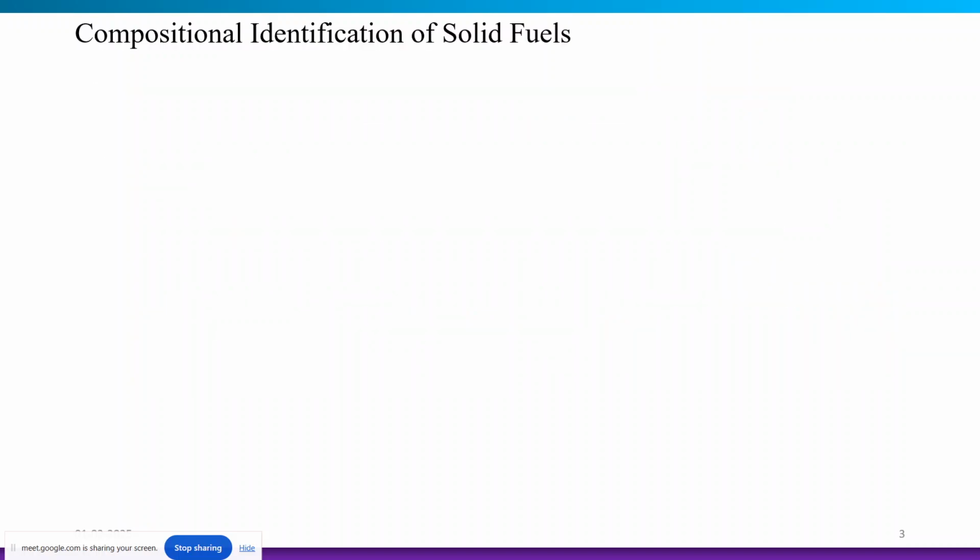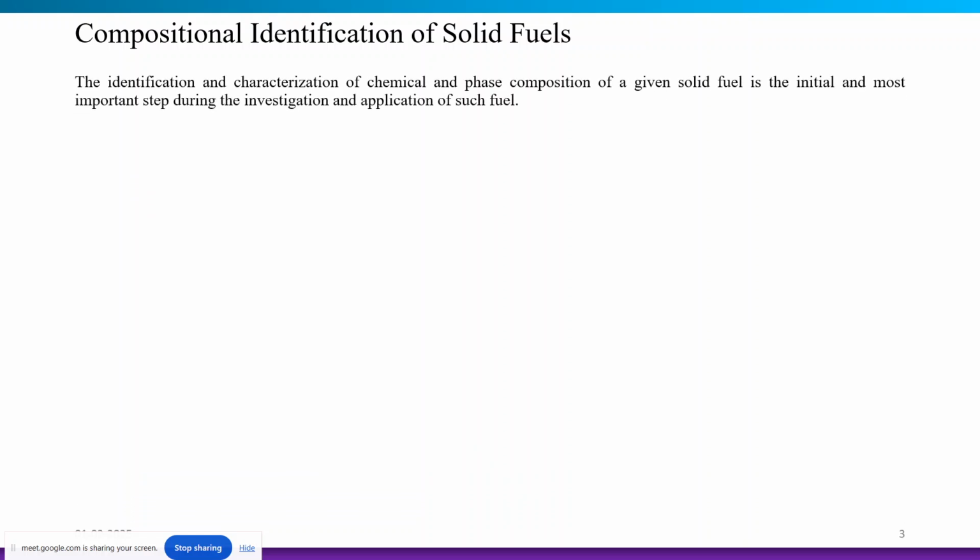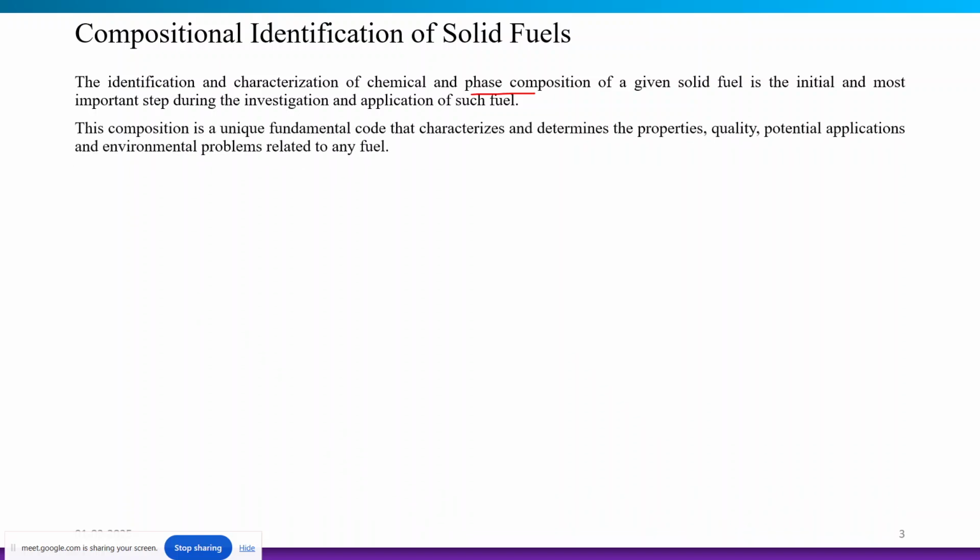So, going with biofuel production, if we consider biomass as a solid fuel, we need to first identify its compositions through various characterizations. The identification and characterization of the chemical and phase composition of a given solid fuel is the initial and most important step during the investigation and further application of those fuels, right? This composition is a unique fundamental code that characterizes and determines the properties. These compositions highly correlate with the quality of the fuels, the potential application, and environmental issues related to any kind of those solid fuels.